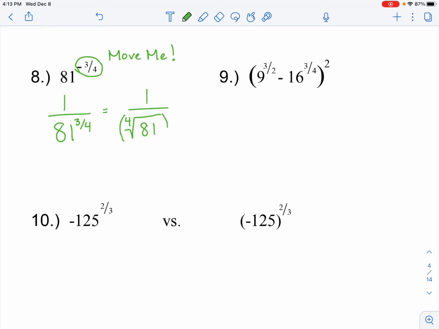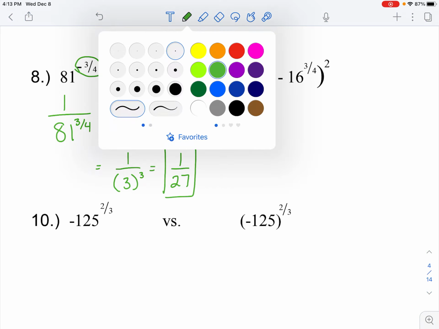I don't want to figure out 81 to the 3rd, so I'm going to move the 3rd to the outside. The 4th root of 81 is 3. 3 cubed is 27, so I get 1 over 27. Okay, so by moving the exponent outside of the radical, it makes the problem a lot easier to do without a calculator. All right, number 9 is a little bit tricky.